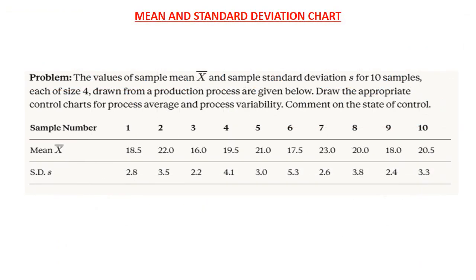Now let us go to the next problem, which is based on the mean and standard deviation chart. The values of sample mean and sample standard deviation for 10 samples are given, and each is of size 4. It is mentioned that they are drawn from a production process. They have asked us to draw the appropriate control charts for the process average and process variability, and to comment on the state of control.